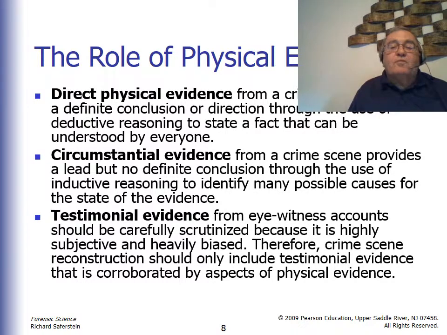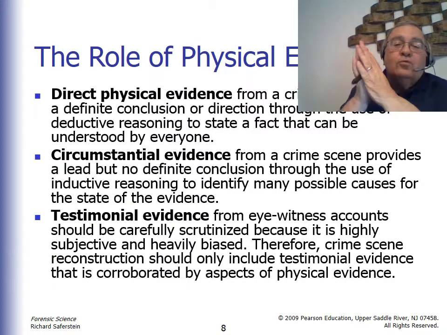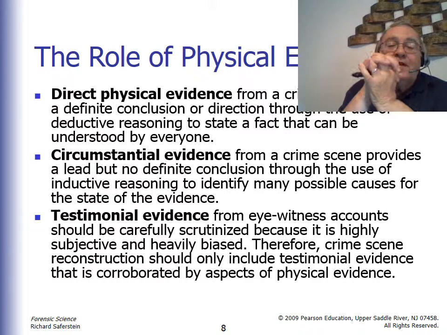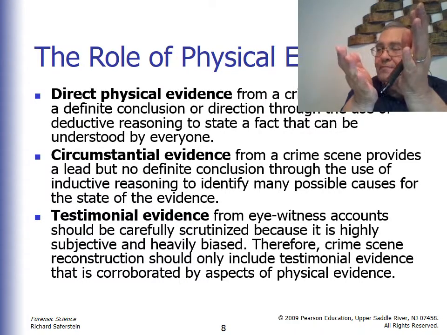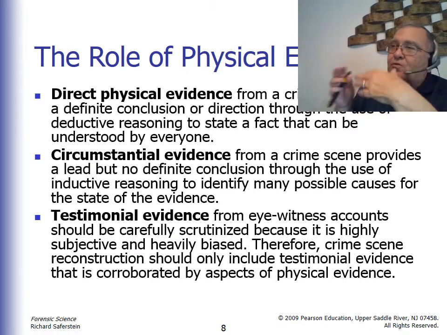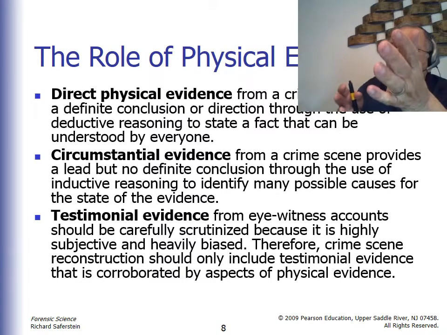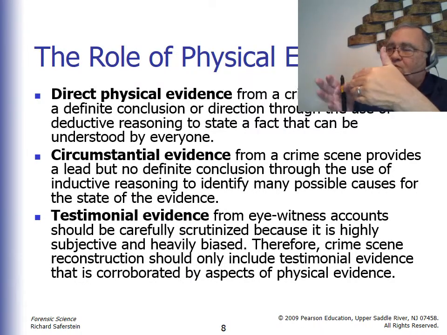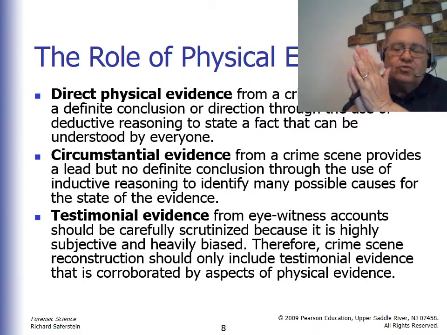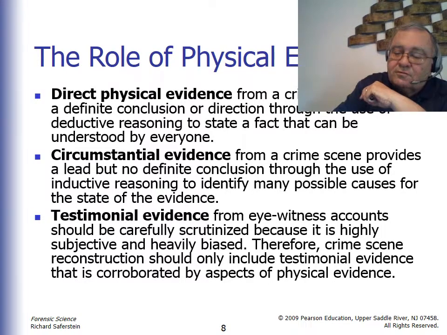Direct physical evidence from a crime scene provides a definite conclusion or direction through the use of deductive reasoning to state a fact that can be understood by everyone. Fingerprints, latent fingerprints located on a scene that's identified to a specific person. Blood evidence that identifies the blood to a specific person through DNA analysis. Those are the types of issues we're talking about, although it's not just limited to fingerprints and blood.